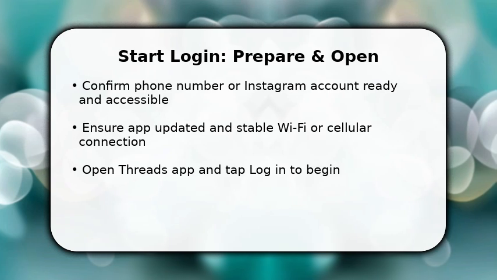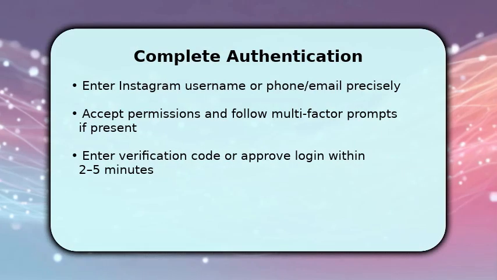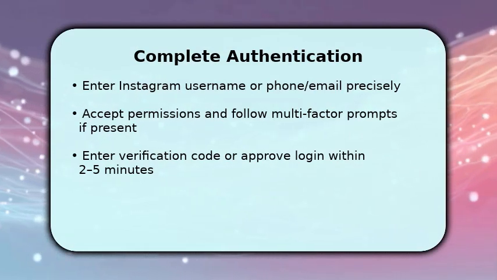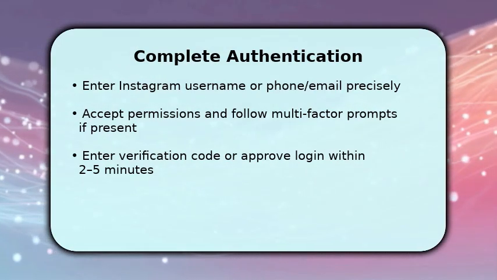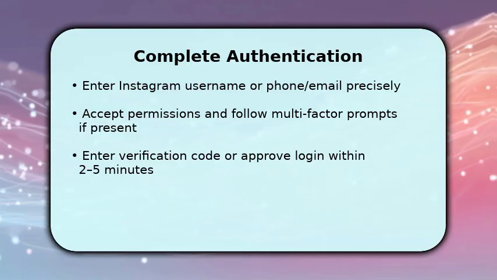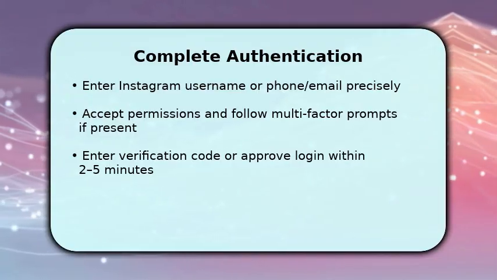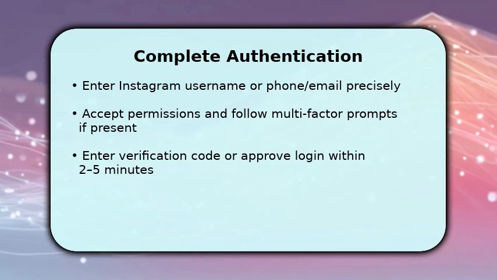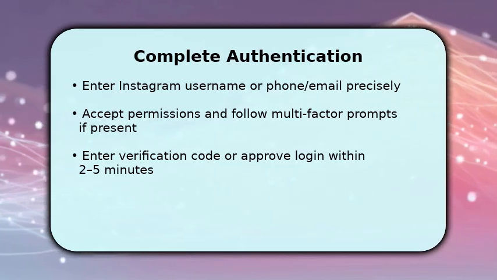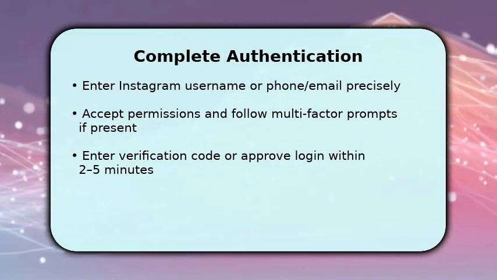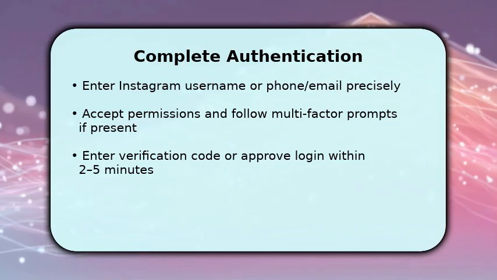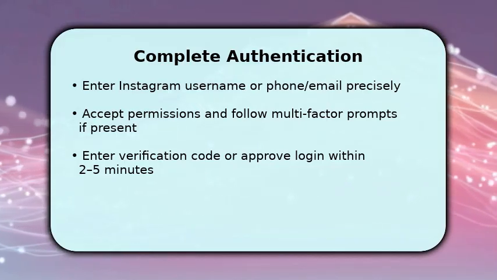You now enter credentials and follow the app prompts to authenticate. If using Instagram, confirm the account and grant Threads required permissions. If using phone, type the code sent via SMS. Multi-factor requests may ask you to approve a login from another device. Tap Approve quickly to avoid timeouts. Take a moment to review requested permissions. Granting them improves sync and reduces friction later.